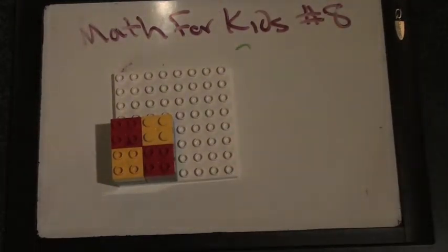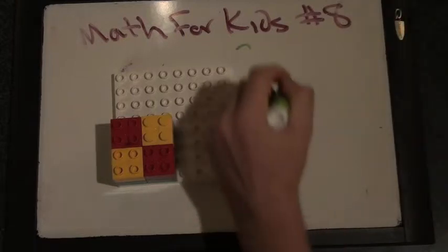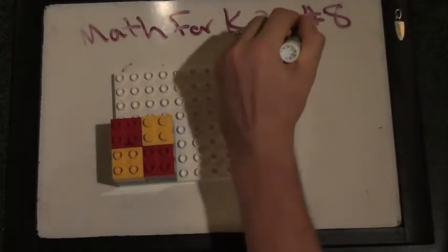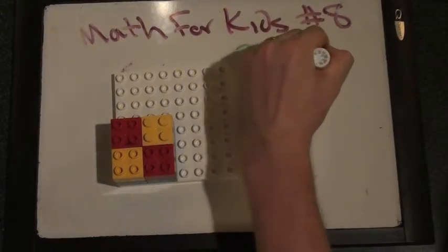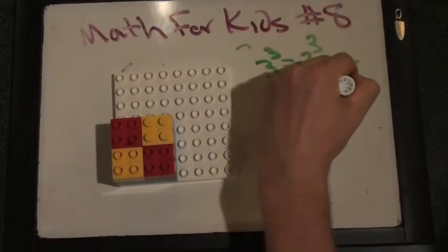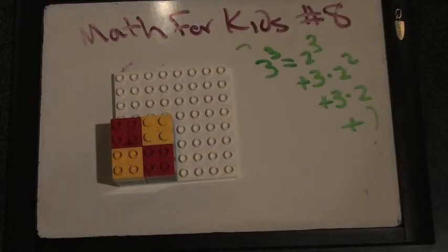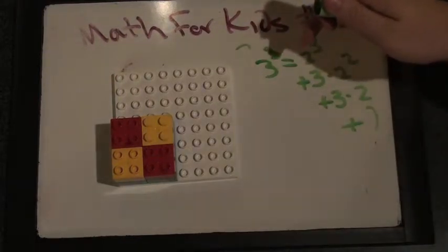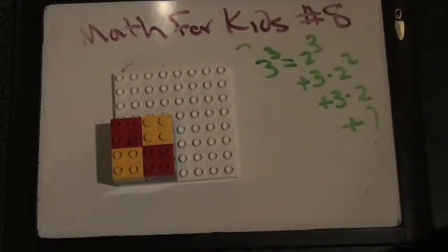There's actually 8. Okay, and remember we're going to try to show that 3 cubed equals 2 cubed plus 3 times 2 squared plus 3 times 2 plus 1. Okay? What is 3 cubed? Do you know? It means 3 times 3 times 3. Well, 3 times 3 is 9 and 27. Okay, so there'll be 27 cubes.